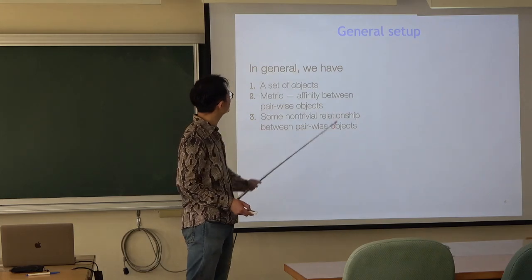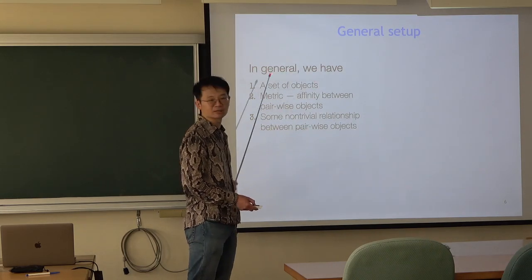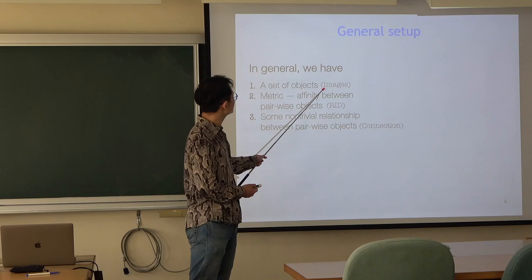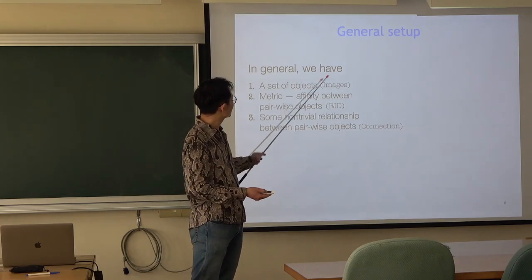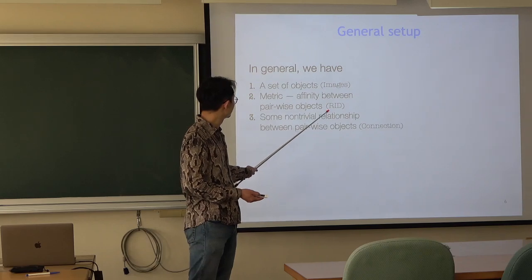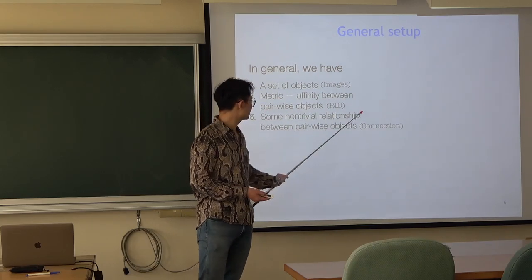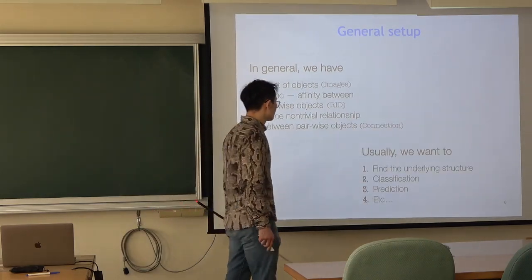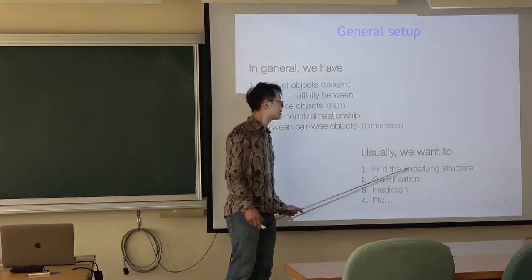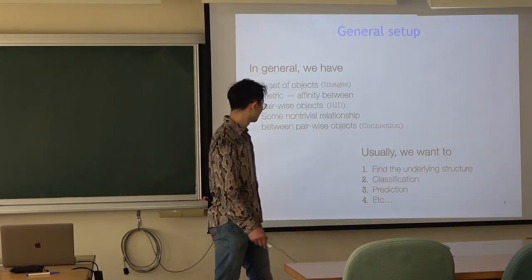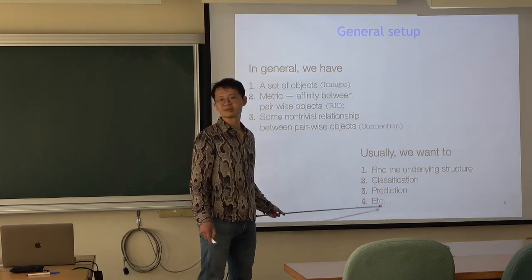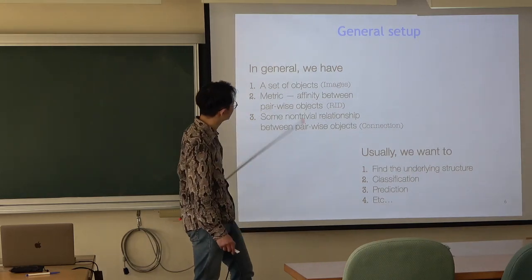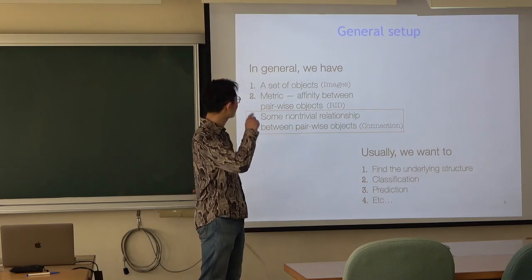So how can we take all these pieces of information together to do some analysis? That would be the question. In the previous image example, the objects are images, the matrix is RID, and there is a non-trivial relationship, which is a connection, Oij. What we want to do is usually find the underlying structure as usual. We want to do classification, we want to do prediction, and there are a lot of missions we want to do. So how do we achieve these goals using this piece of information, in particular, the connection?